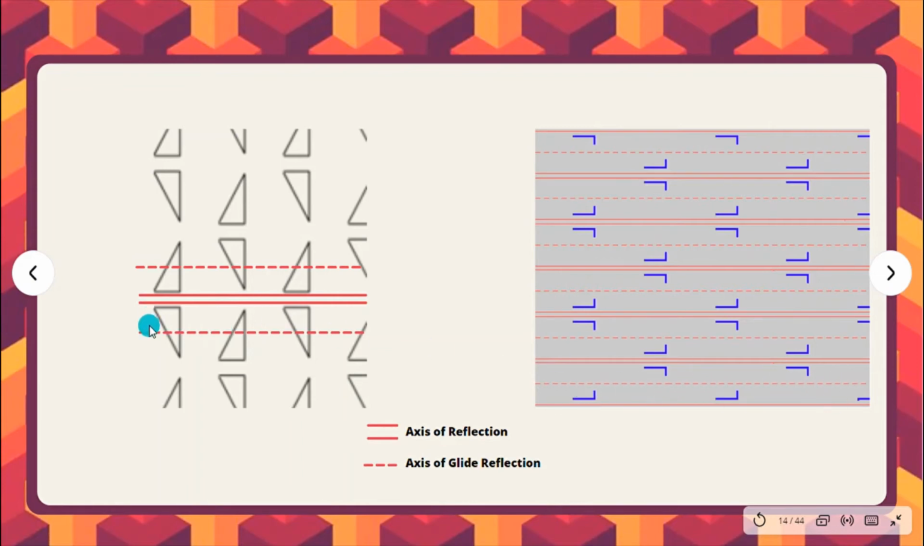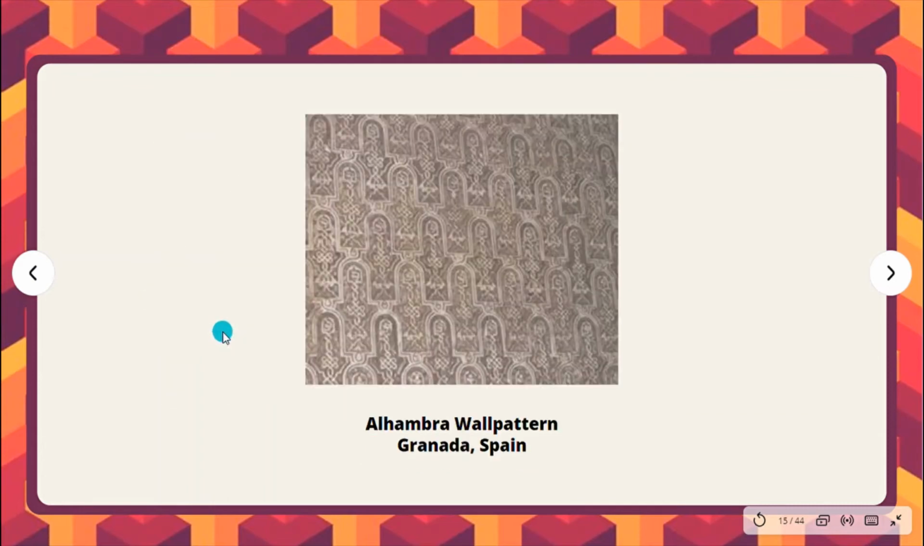Here we can see that these two triangles are reflected horizontally. And this is a glide reflection, since it is moved here and reflected at a 180-degree angle. Here's a real-life example, which can be found in an Alhambra wall pattern as well in Granada, Spain.